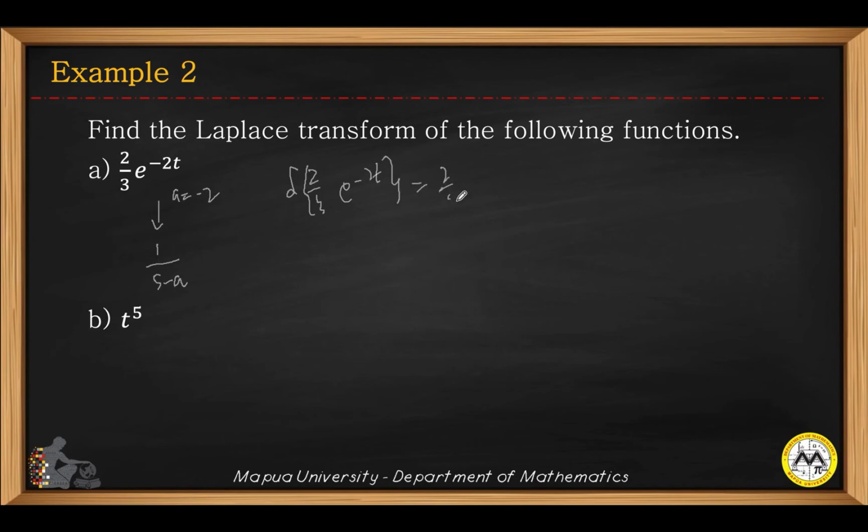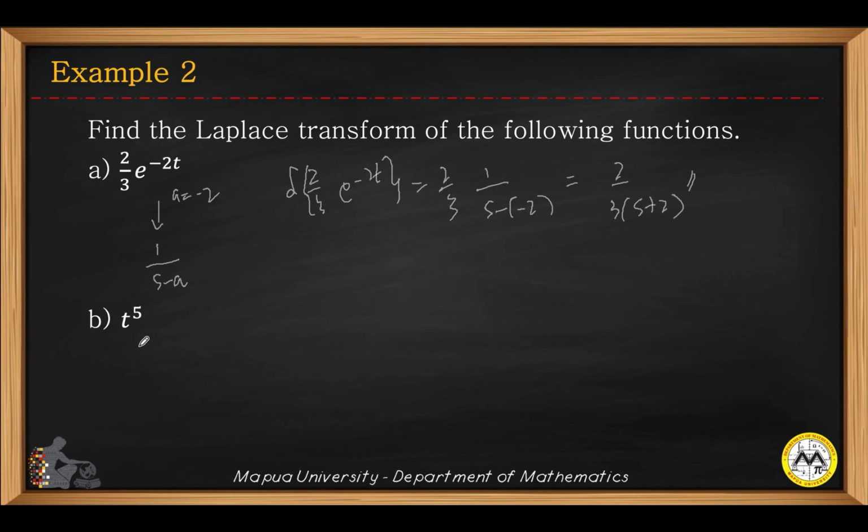Factor out, just place the constant before the operator. Apply the formula. So 1 over s minus negative 2 will give you 2 over 3 times s plus 2. So this is your Laplace transform. Of course, s should be greater than negative 2.